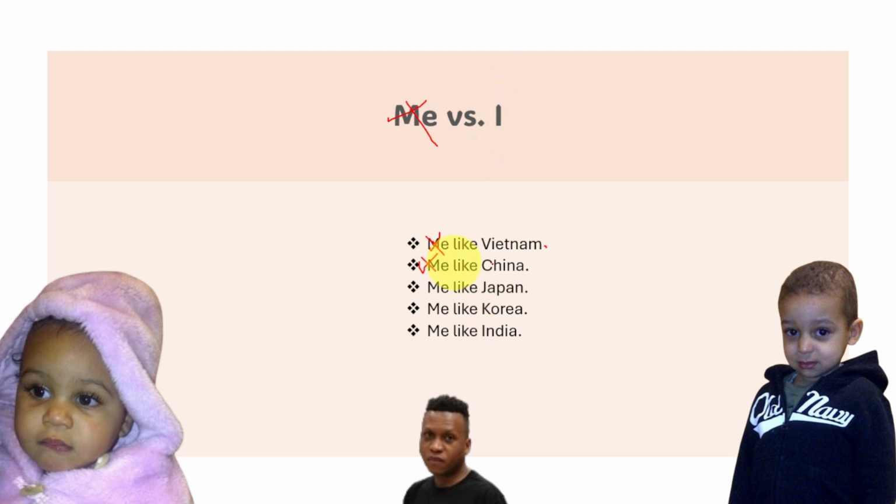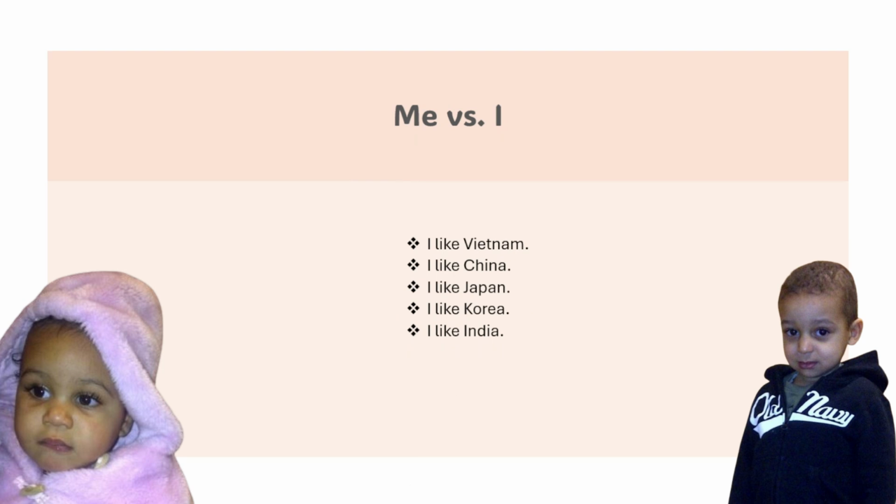Me like China, this one is wrong. Me like Japan, wrong. I like Vietnam. I like China. I like Japan. I like Korea. Me like Korea, this one is wrong. I like India. Okay? Take a look. I like Vietnam. I like China. I like Japan. I like Korea. I like India.